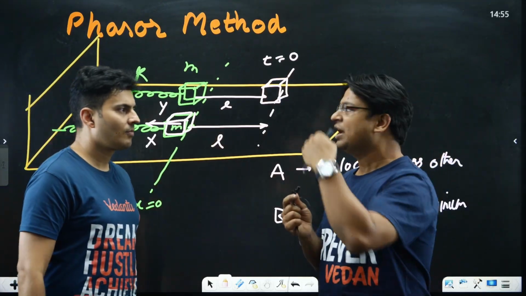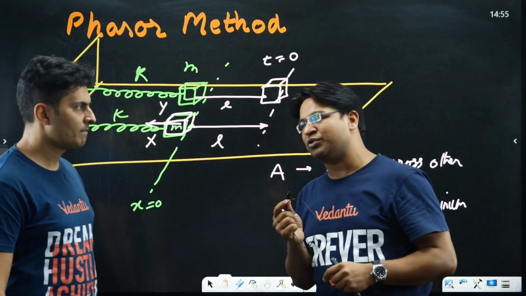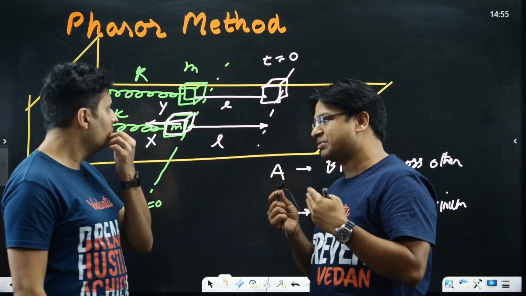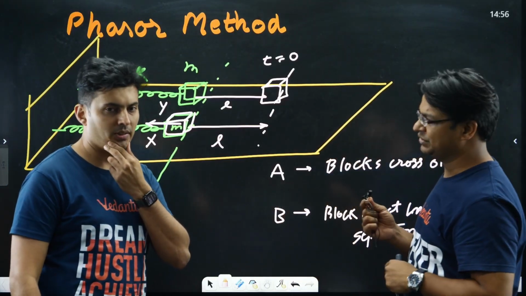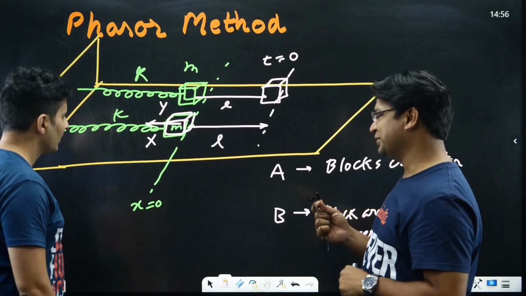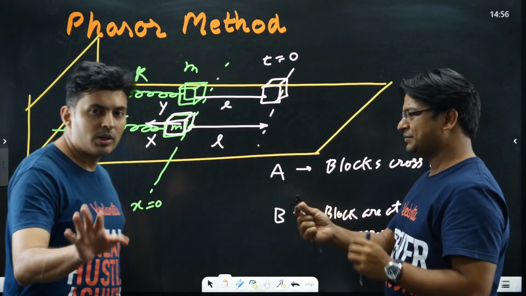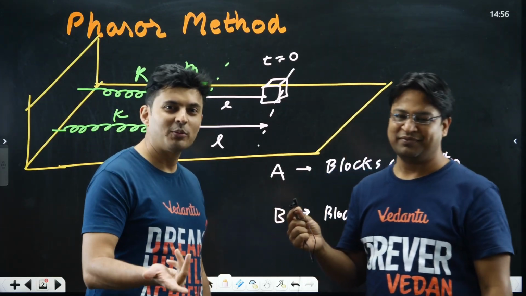Now the question is at what time the blocks are going to cross each other, at what time they are going to be at maximum separation from each other, what is the location where the blocks are going to cross each other, and so on and so forth. So this is what we are going to solve. Normally, how would you solve? Just put it up in the comments. What would you do, guys?